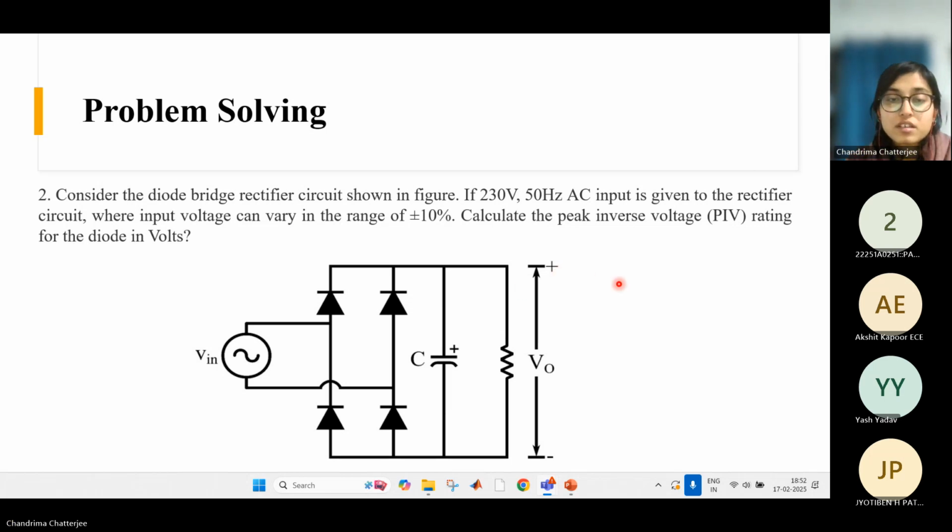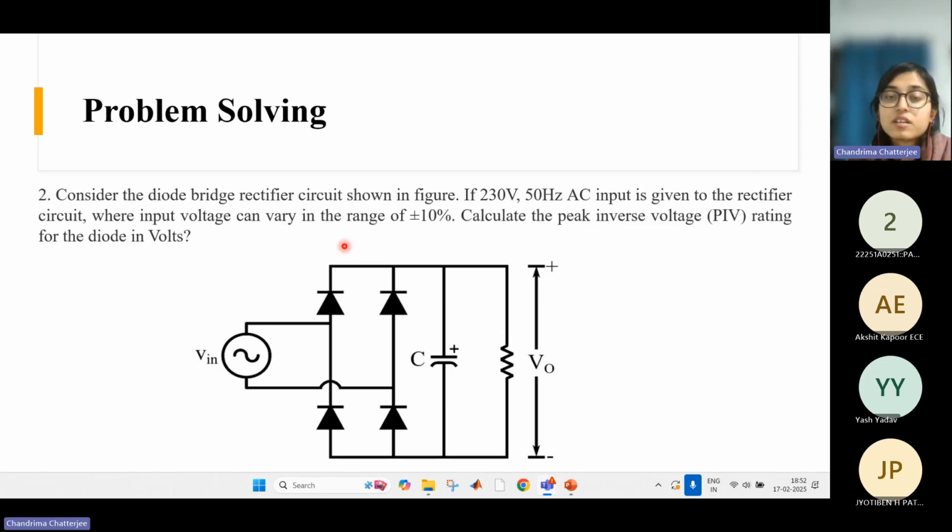Yeah. So what have they asked? They have asked us to consider the diode bridge rectifier circuit shown in this figure. If a 230 volt, 50 hertz AC input is given to the rectifier circuit, so this is the input specification, 230 volt 50 hertz, where the input voltage can vary in the range of plus minus 10%. Calculate the peak inverse voltage rating for the diodes in volts.